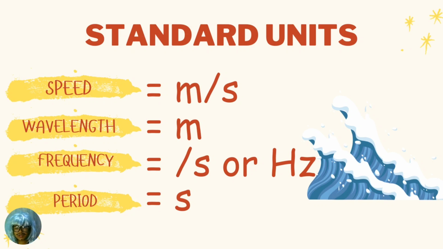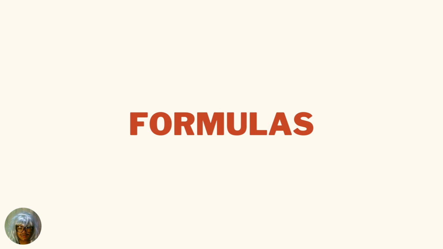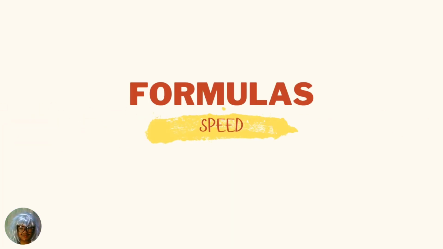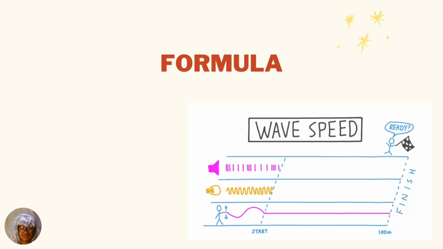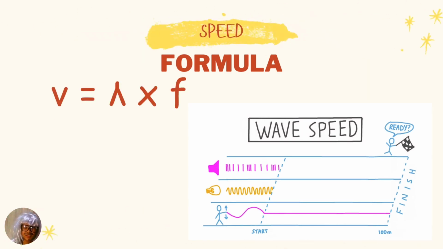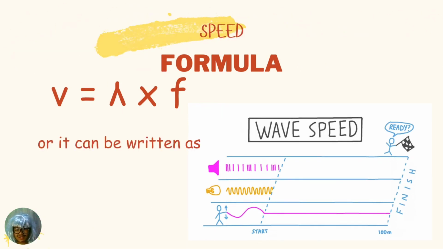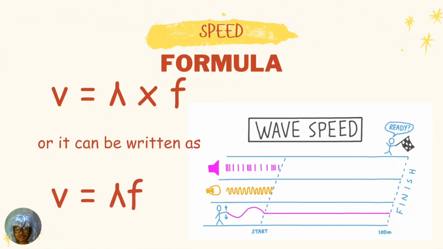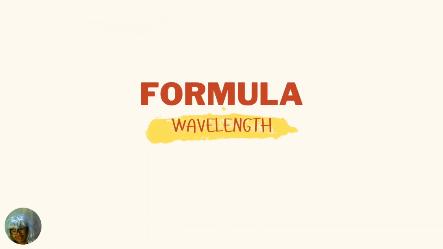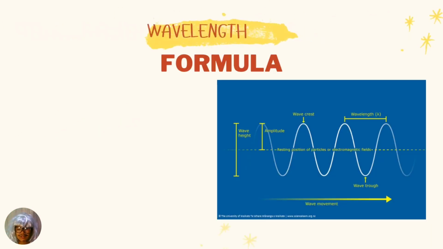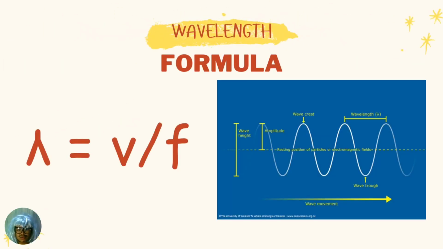Now, moving on to their formulas. First, we have the formula for speed. Formula for speed is equal to wavelength times frequency, or it can also be written as this. When two variables are put together, it is understood that they are multiplied. Now, moving on to our formula for wavelength. Formula for wavelength is equal to speed divided by frequency.